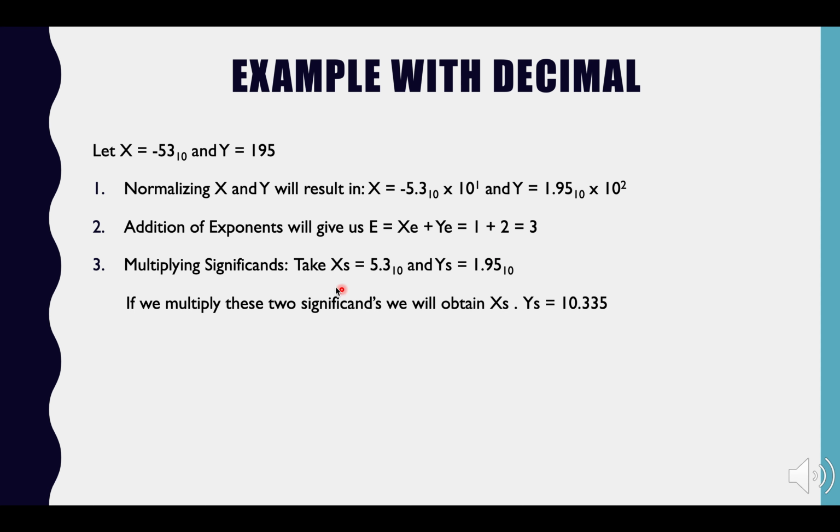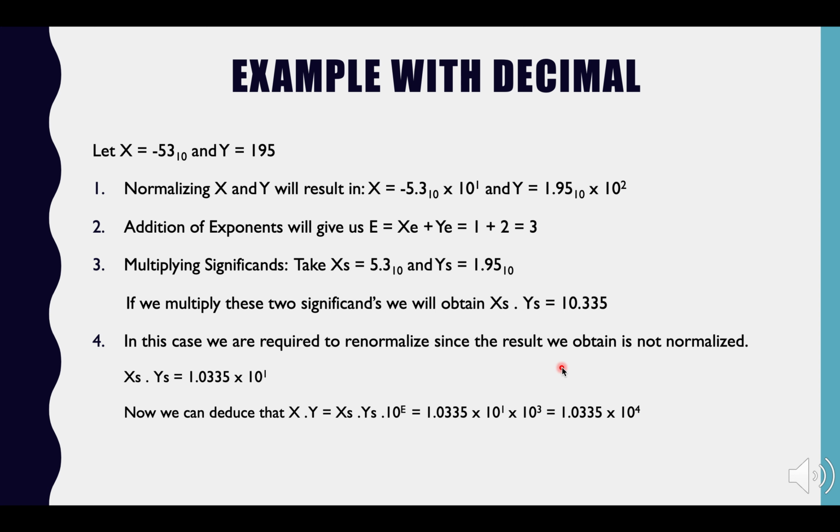Now, we must multiply their significands. Let's take the significand of x, x_s, to be equal to 5.3, and the significand of y, y_s, to be equal to 1.95. Multiplying these two together would result in x_s times y_s equal to 10.335. In this case, our result is no longer normalized, so we must renormalize it. So we obtain that x_s times y_s is equal to 1.0335 times 10.